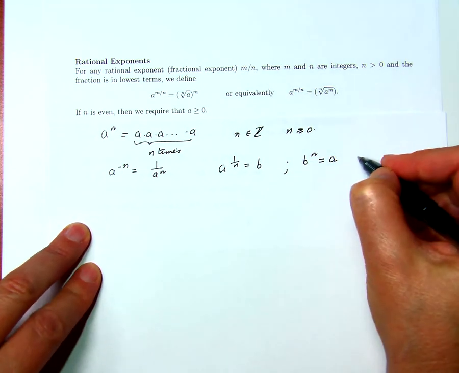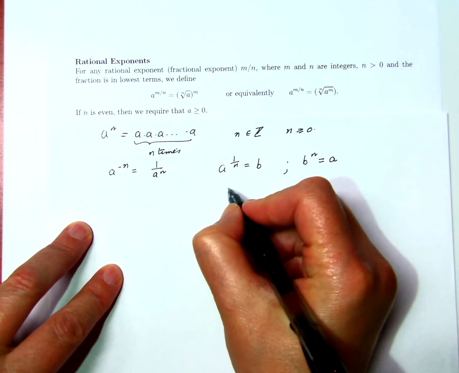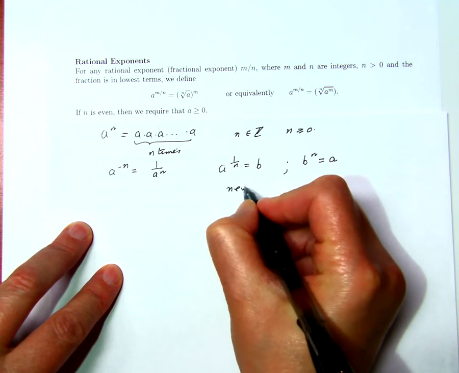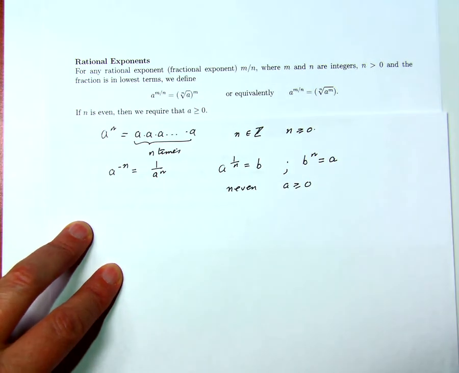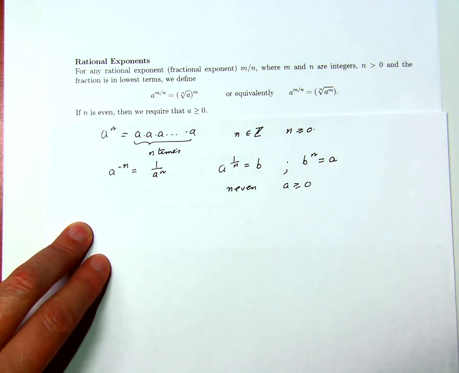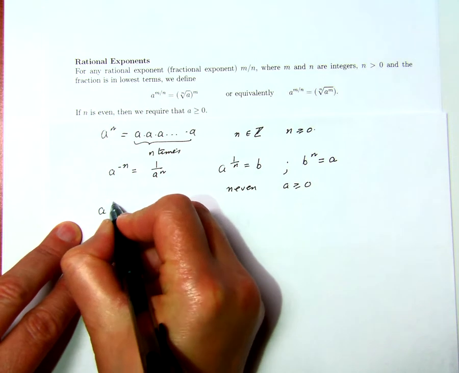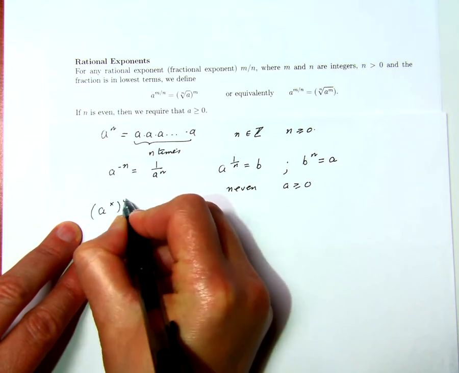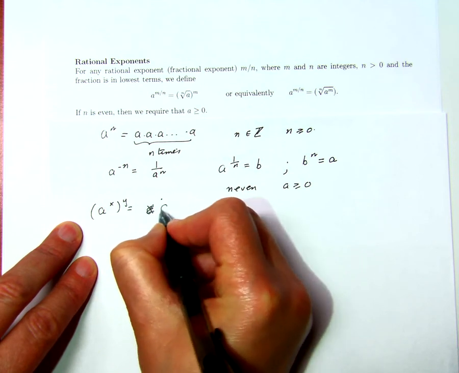and if n is even, then we must have a greater than or equal to 0 for this to work. And of course, if n is odd, then a can also be negative. And now remember, our rule of exponents says that a to the x to the y is equal to a to the x times y.